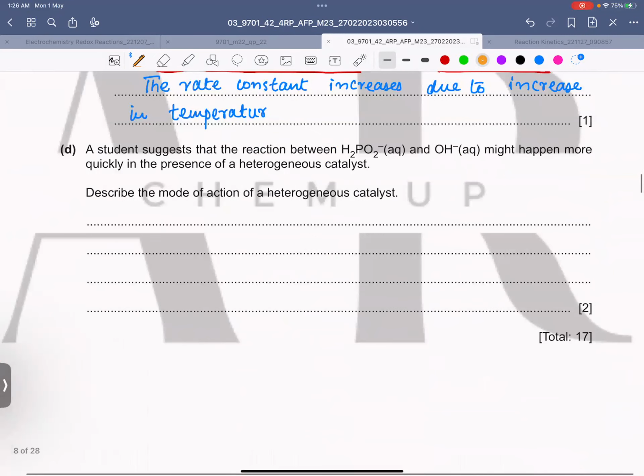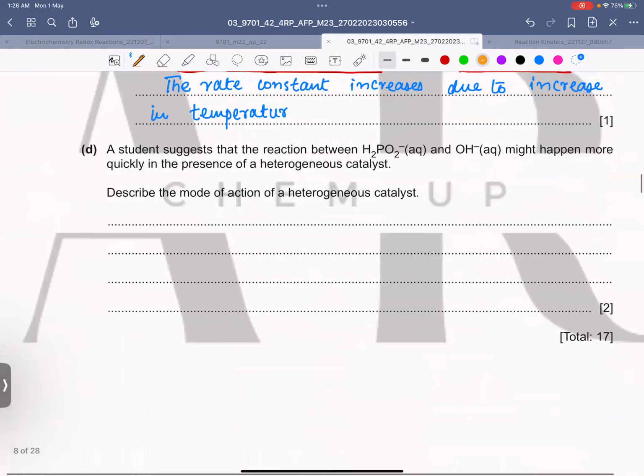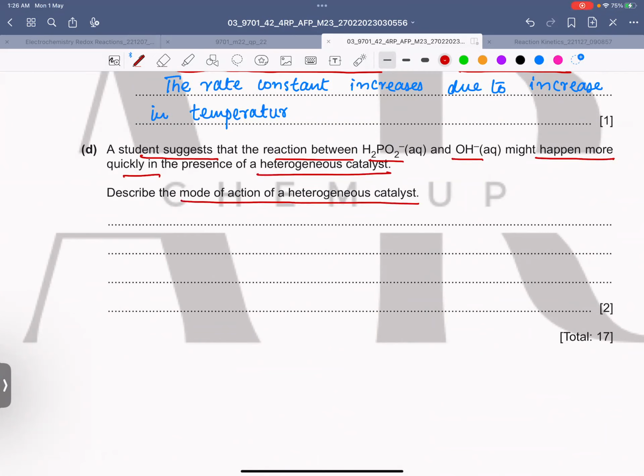Okay. A student suggests that the reaction between H2PO2 negative and OH negative might happen more quickly in the presence of a heterogeneous catalyst. Describe the mode of action of heterogeneous catalyst. We discussed this mode earlier as well.